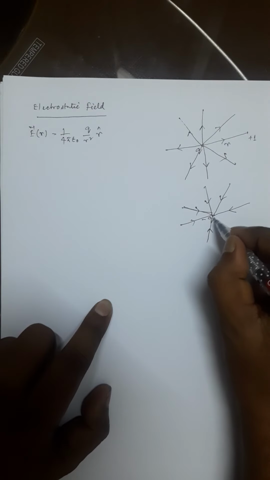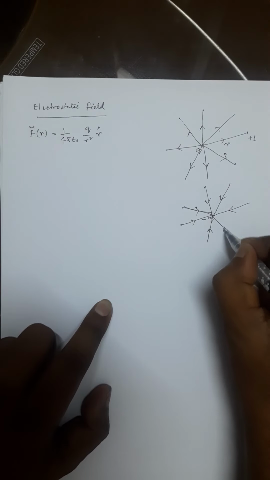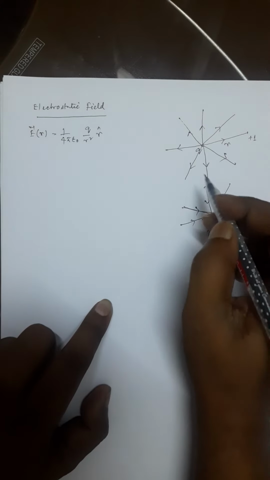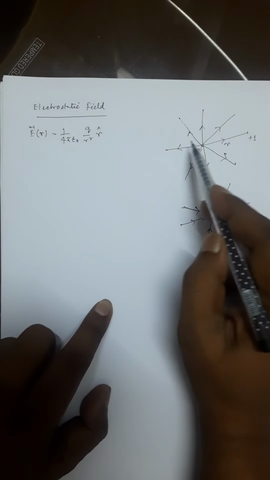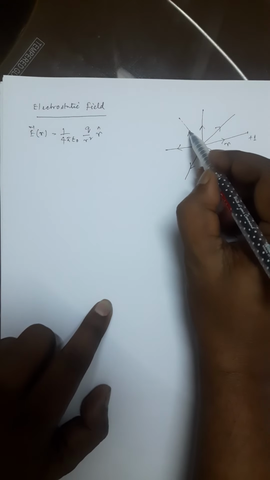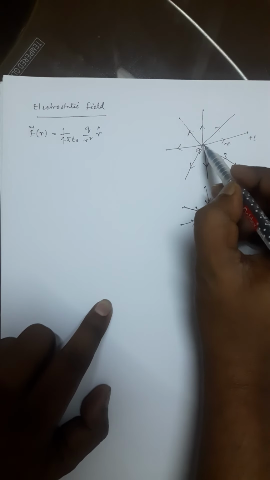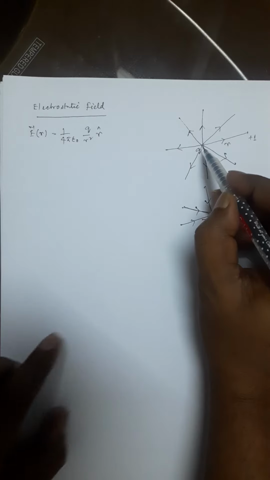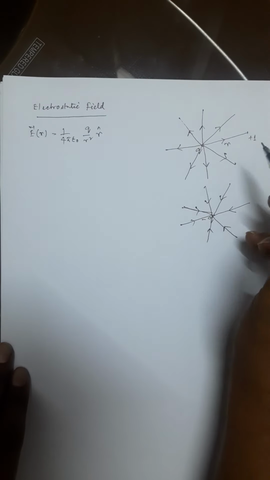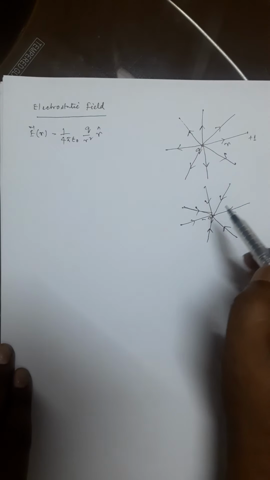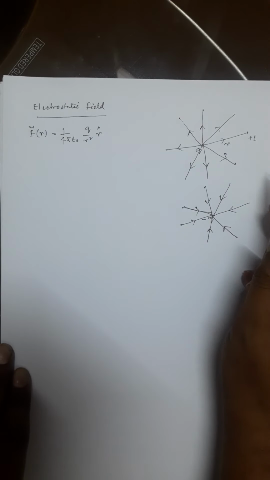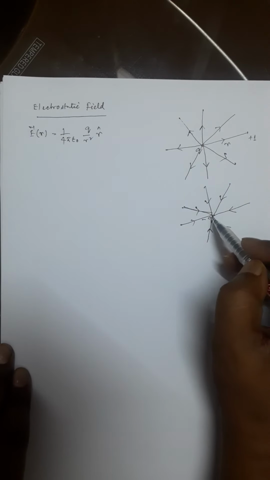So these are the electric field vectors for positive and negative charges, and these are actually electric lines of force. Starting from the positive charge, the electric field lines go up to infinite distance, or in the case of a negative charge, they come from infinity to the negative charge.